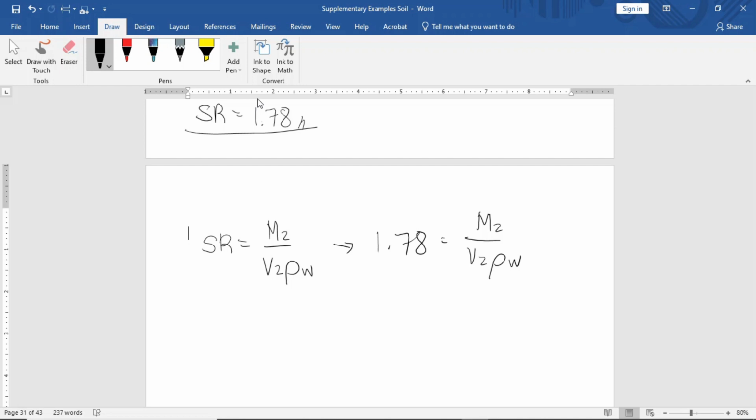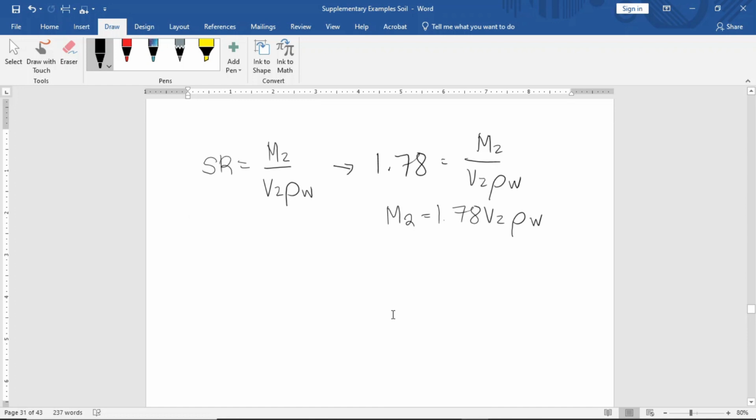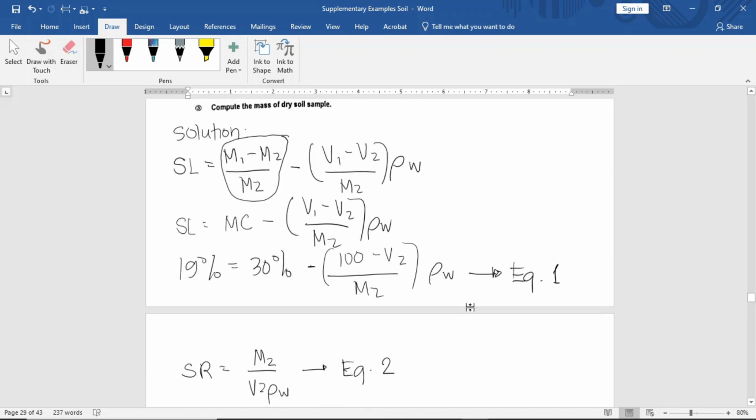So, kukunin natin yung M2 in terms of volume 2. M2 is equal to, cross multiply lang natin, 1.78 times volume 2 times the density of water. So, meron tayong equation number 3. Balikan lang natin yung equation 1 natin: 19% is equal to 30% minus (100 minus V2) over M2 times the density of water. So, meron tayong M2 in terms of V2.